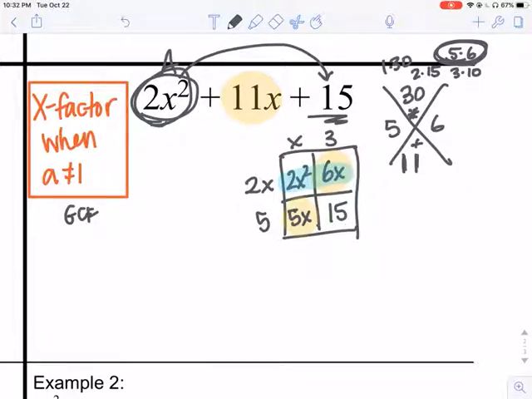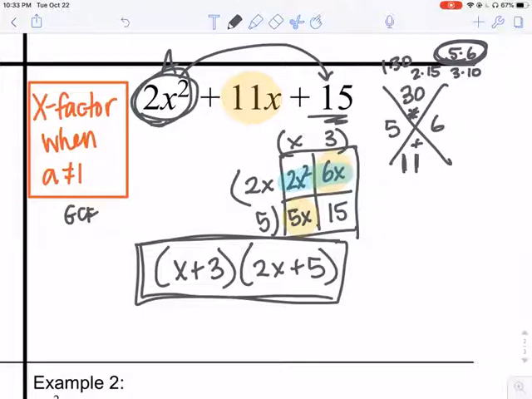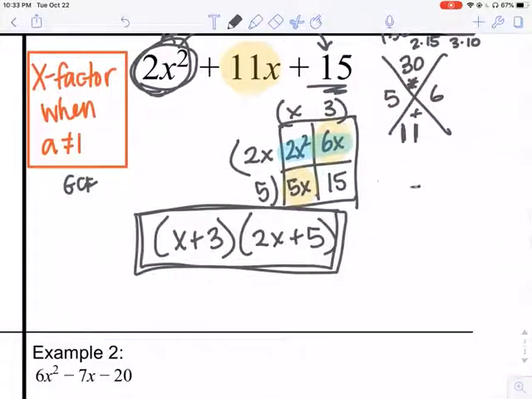So I know that these are my correct, not sure what you would want to call them, factors. So you would have x plus 3 and 2x plus 5. With this method, you don't have to do any crazy division or anything. You can just multiply using the box, which most of you guys are pretty happy with.